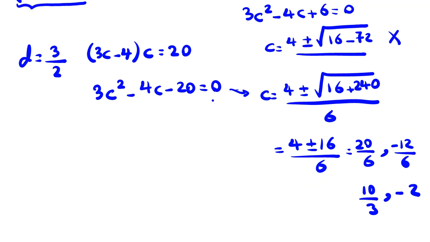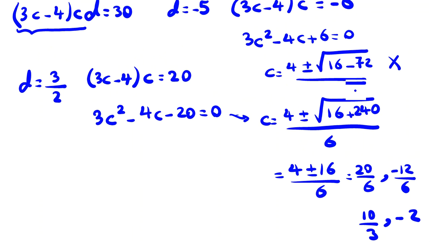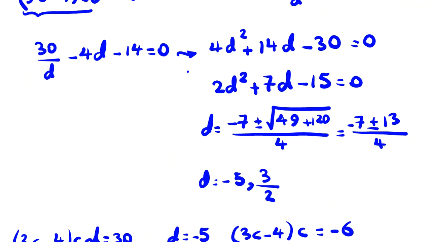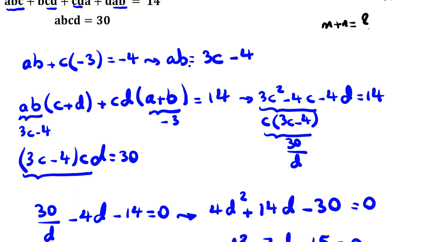Now we want to find ab, and at the end of the solution, we should check that the four equations are satisfied. So here we said ab is 3c minus 4, a plus b is negative 3. So if I calculate, copy these parts.